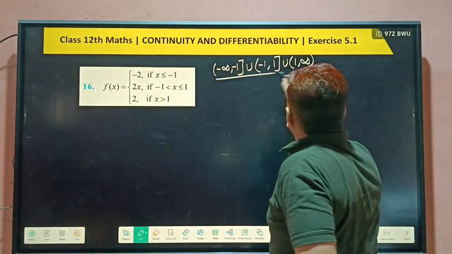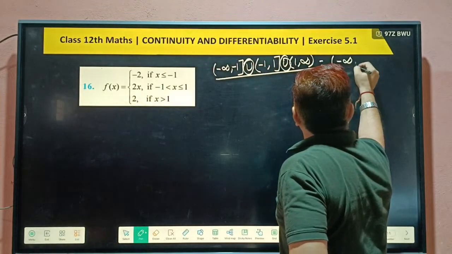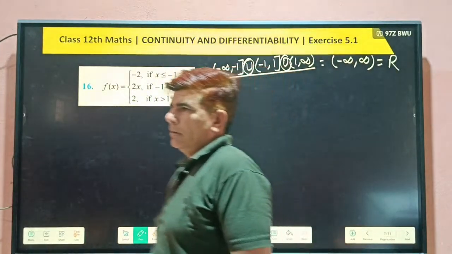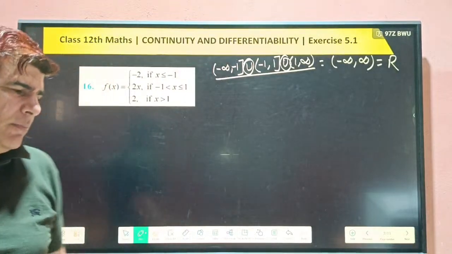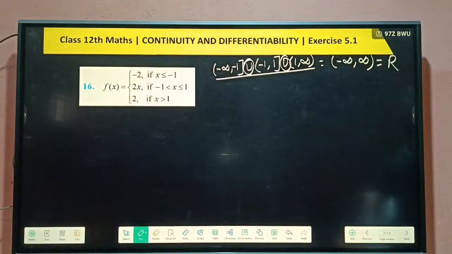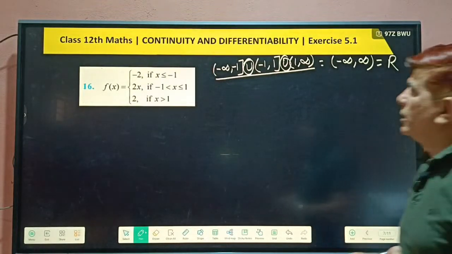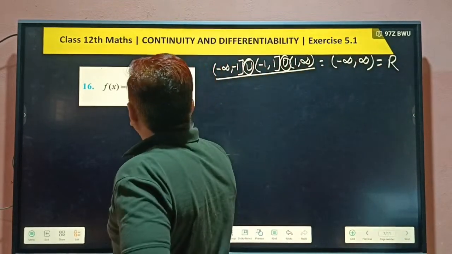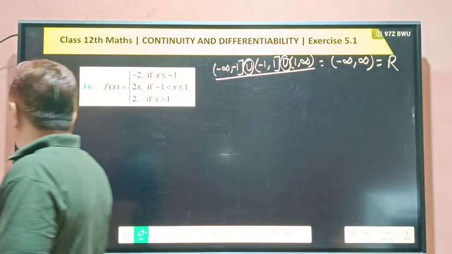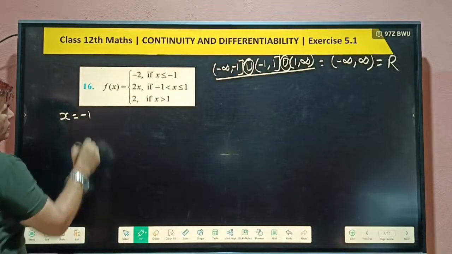If you take the union, it is minus infinity to infinity, which is equal to R, the real numbers. So how can we define it? We can find the partition points, where it is possible, at 2 points: where x equals minus 1 or x equals 1. So we will check its continuity at x equal to minus 1.